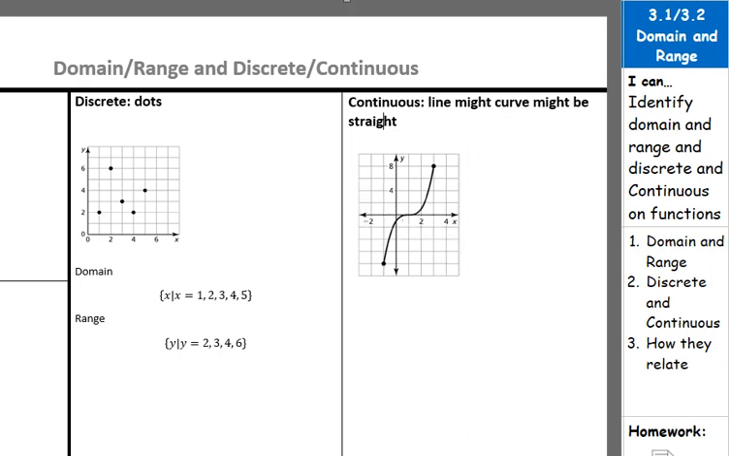I'm going to do it in highlighter so it's a little bit easier to see. So I only know what's going on from here to there. So here's how we represent that.